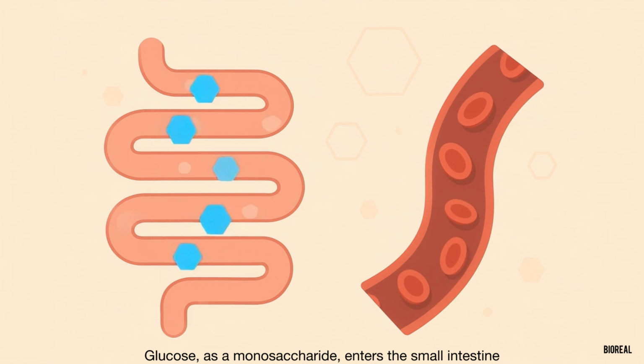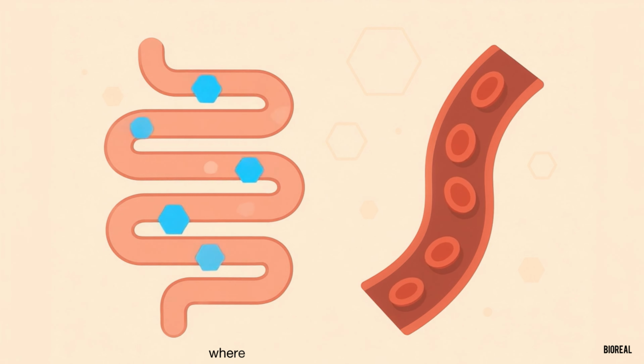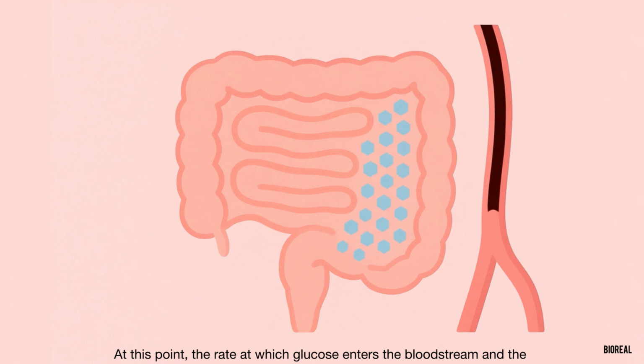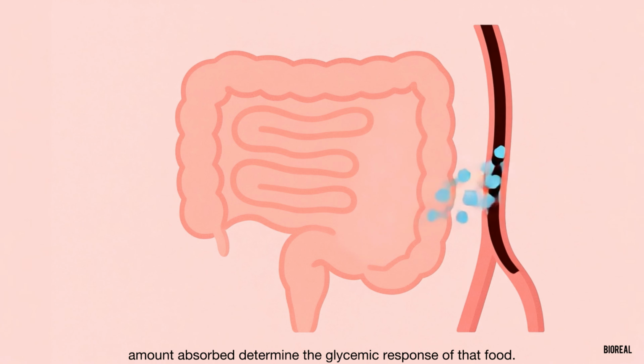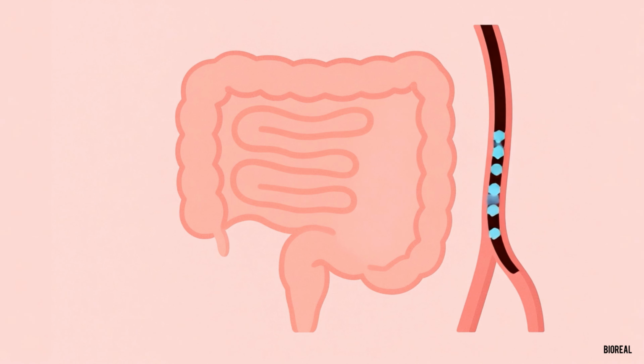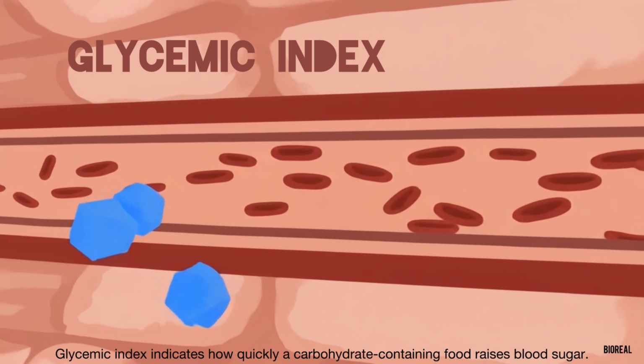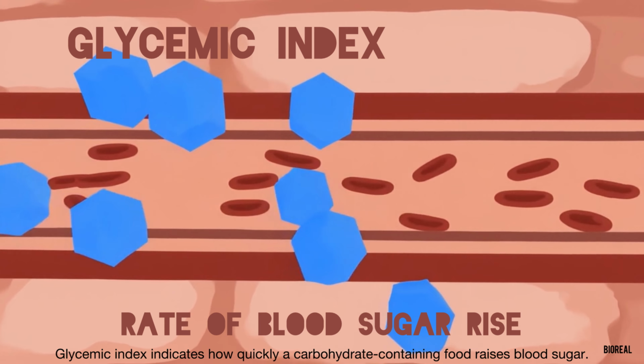Glucose, as a monosaccharide, enters the small intestine where the absorption process begins. At this point, the rate at which glucose enters the bloodstream and the amount absorbed determine the glycemic response of that food. Glycemic index indicates how quickly a carbohydrate-containing food raises blood sugar.